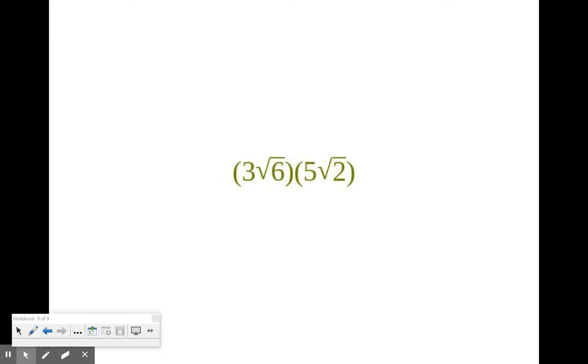All right, when we have an example like this one, where we have whole numbers out in front of our radicals, you kind of treat it like combining like terms. You just multiply the 3 and the 5 together to get 15, and then multiply the square roots together. 6 times 2 is the square root of 12.